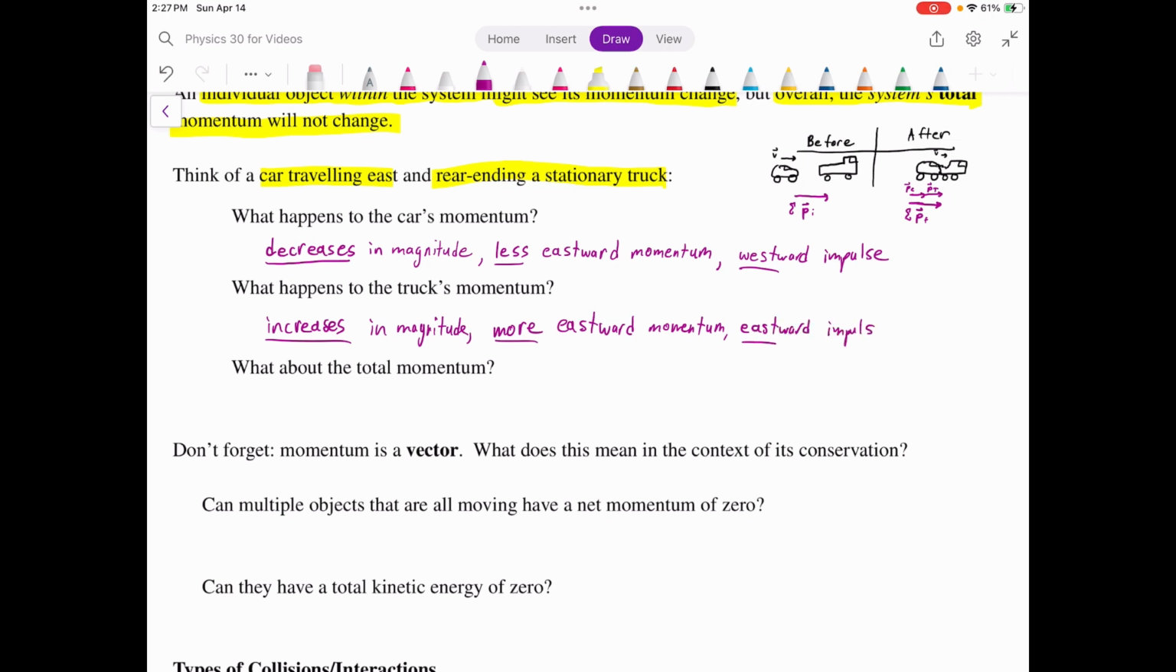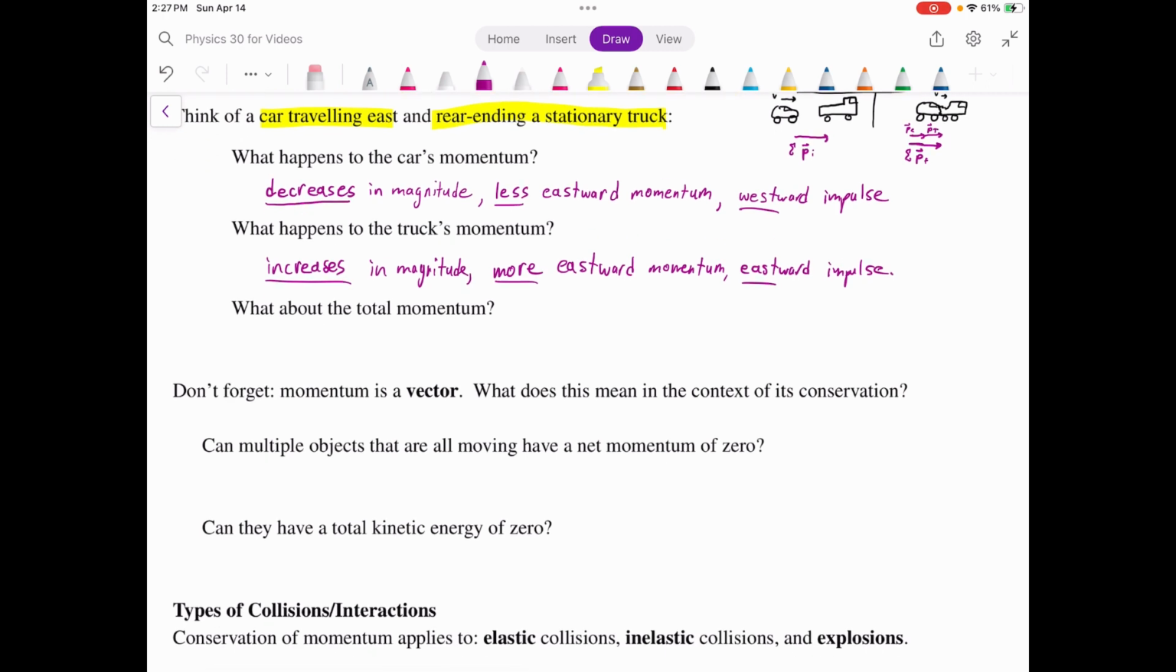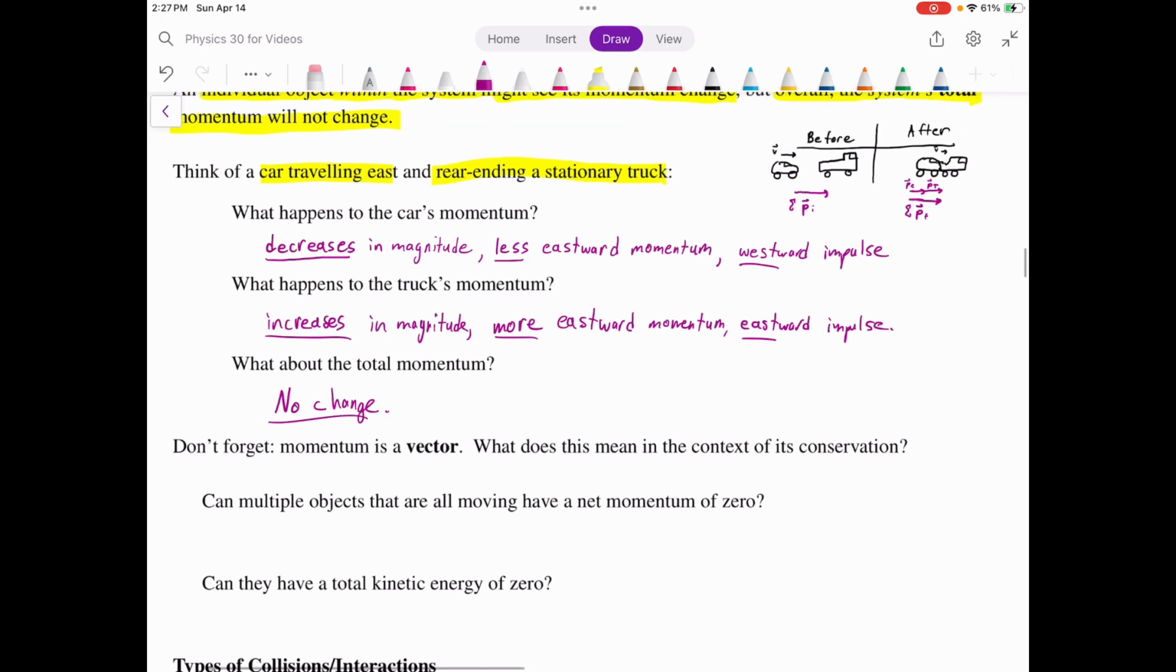To go from no momentum to having an eastward momentum, your momentum has changed to the east. You've gained eastward momentum. So what about the total momentum? Well, no change, right? Just based on the law of conservation of momentum, we know that has to be true, right? No change. And we can see the reasons why when we examine this, right? Did the car's momentum change? Sure. Did the truck's momentum change? Sure. But in such ways that they cancel each other out to keep the total constant.